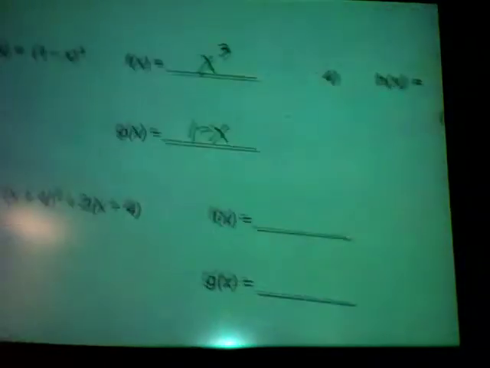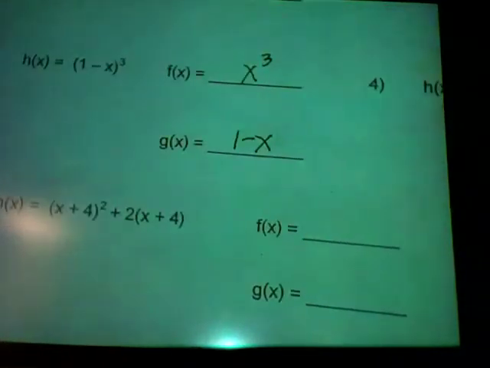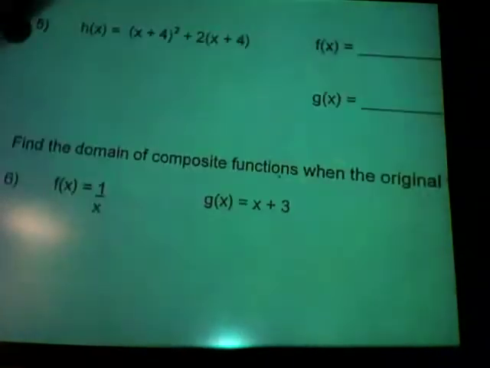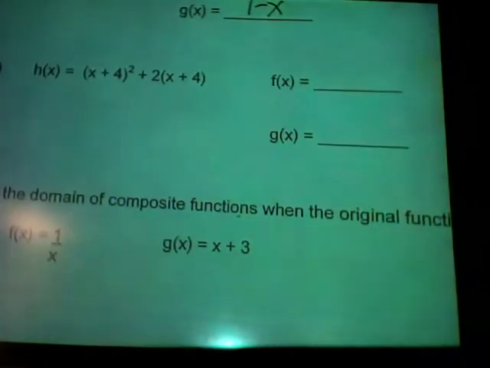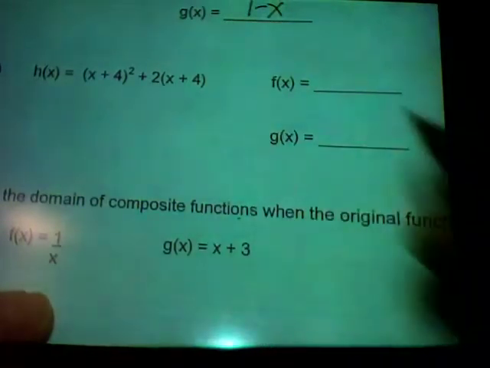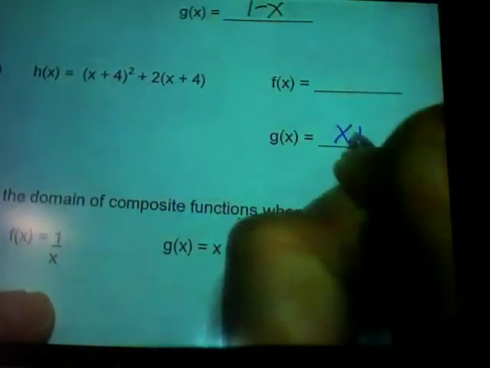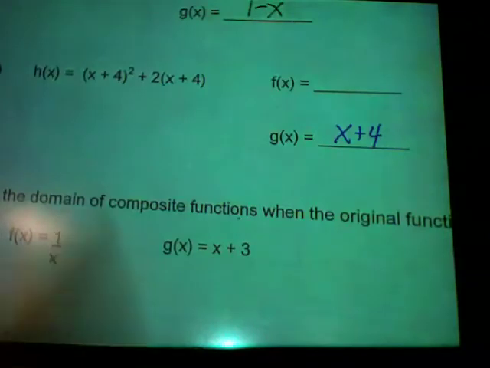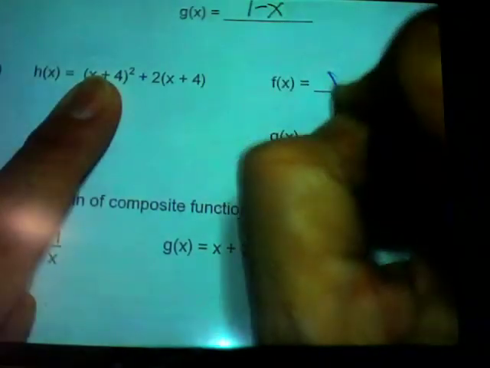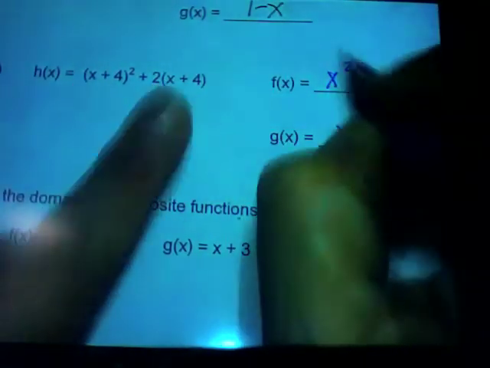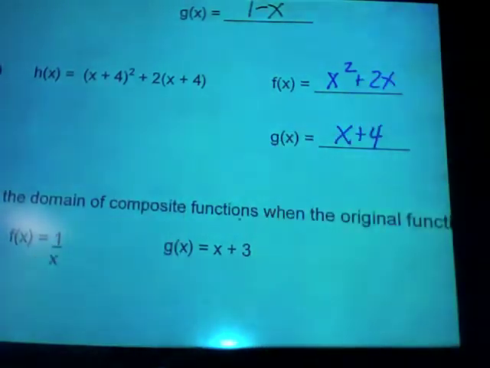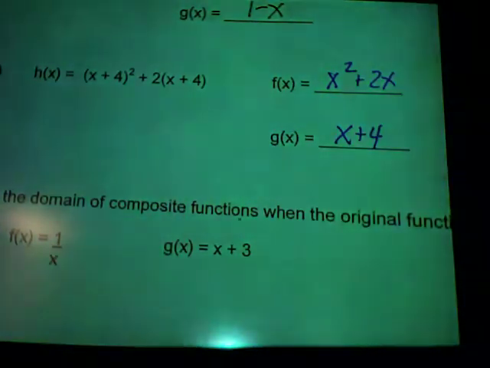All right, so then look at 5. Do you see what's in parentheses is the same? So what's your g of x? X plus 4. And then cover this up. We have an x squared. Cover this up, plus 2x. So now that's super easy, correct?